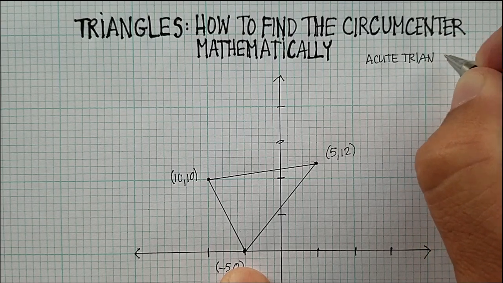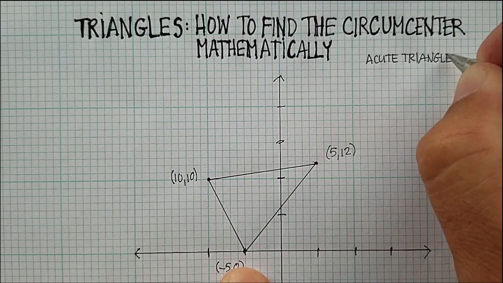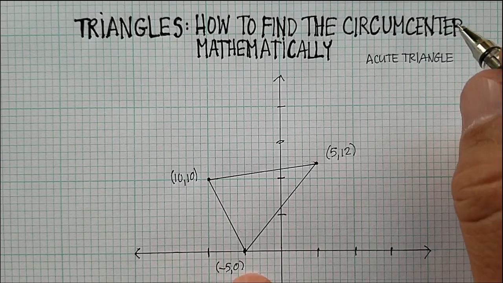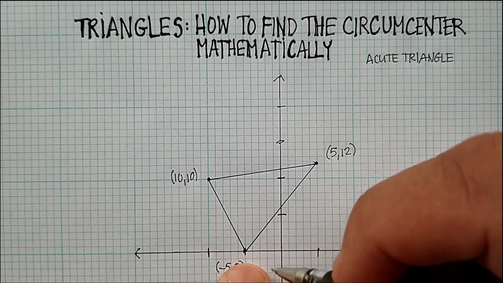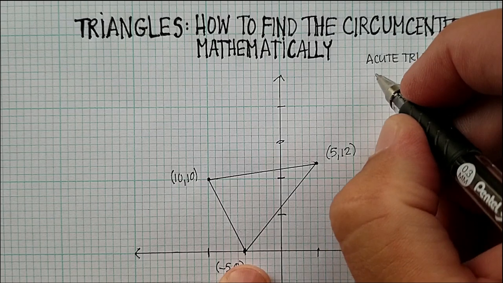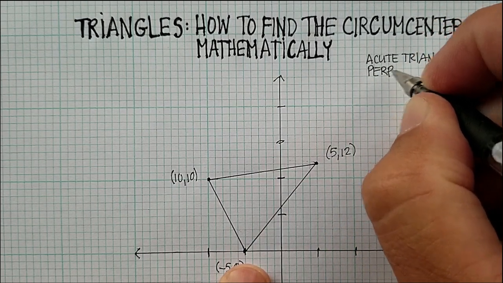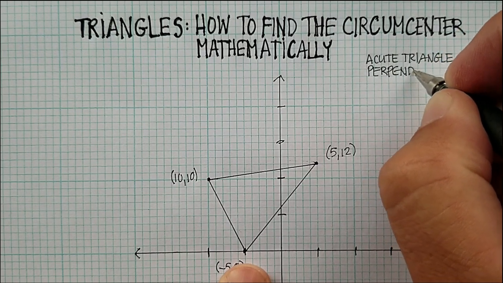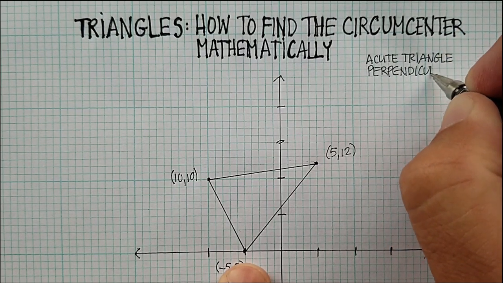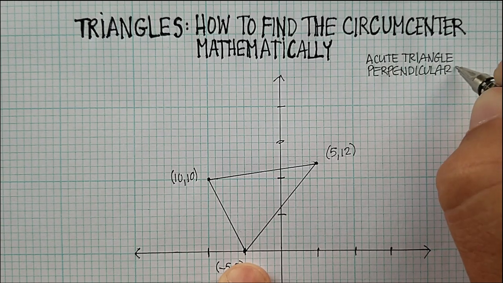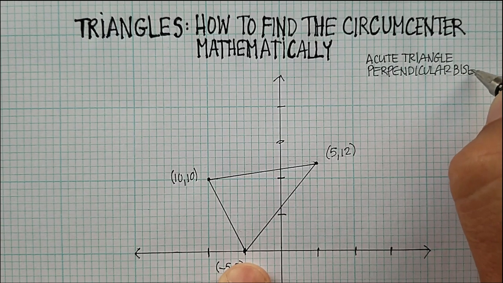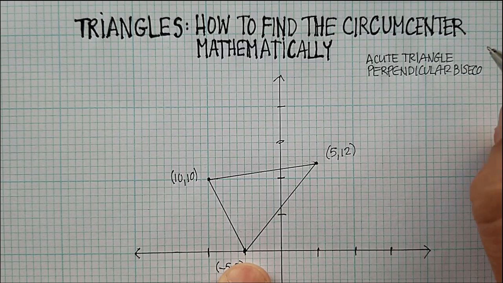And the circumcenter means I need to create the perpendicular bisectors to the sides of this triangle. So there's another vocabulary word for us, perpendicular bisectors. And remember again what that means. Oops, spelled it wrong there. There we go, bisectors.